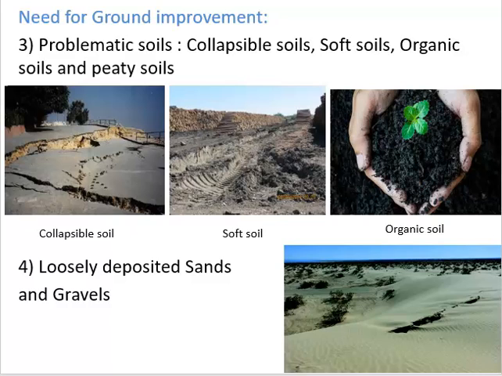This causes settlement failure. And organic soils are formed due to the decay of organic matter, which are initially fibrous in nature and later become as peat and muck. These soils are not suitable for construction because of their low shear strength.